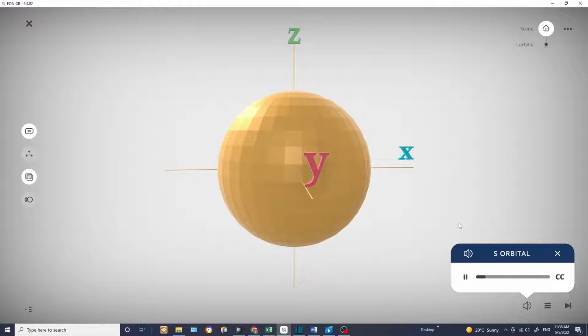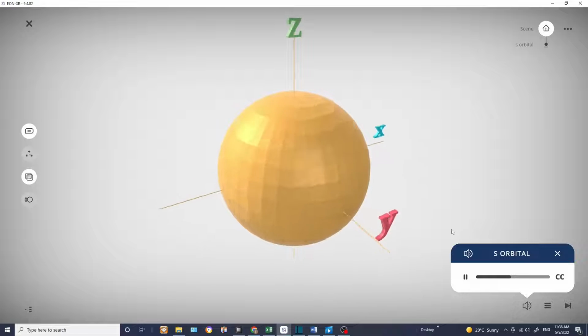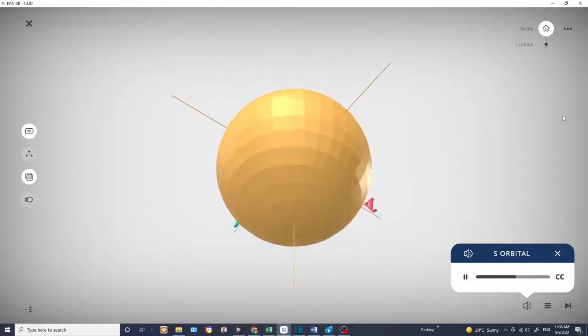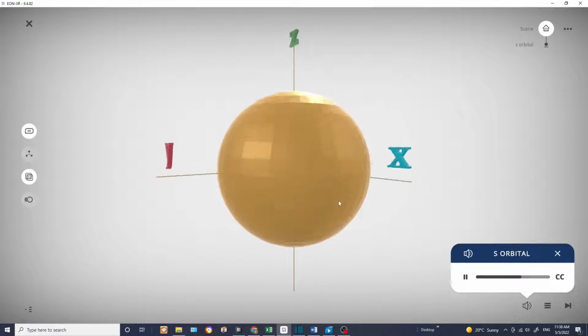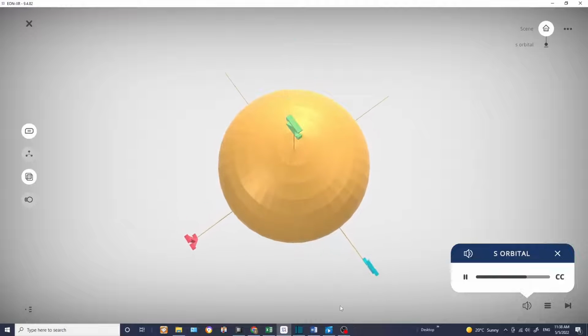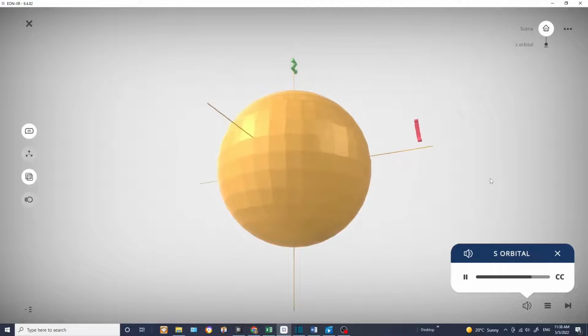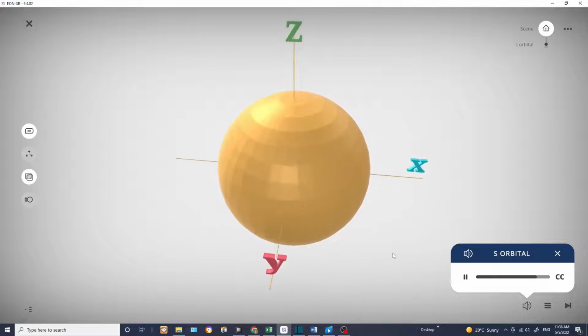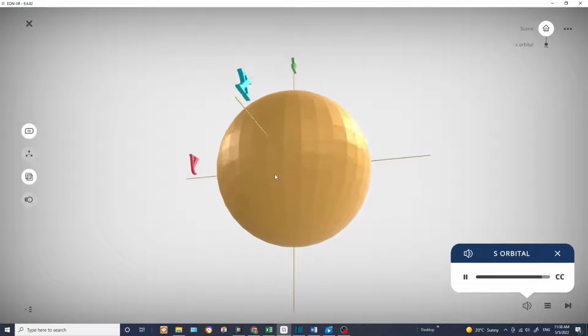Here we are looking at the s orbital. Normally when we draw an s orbital on paper, we just draw a circle, but you need to realize it's not a flat circle, it's actually a sphere. It's like a soccer ball. So interact with the model, swirl it around and turn it around, and you can see it has 3 dimensions.